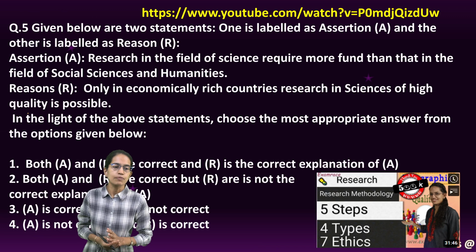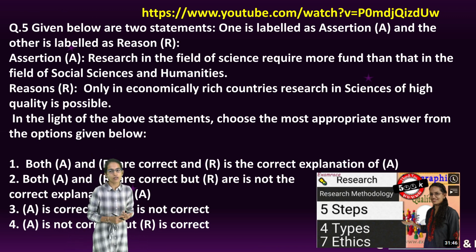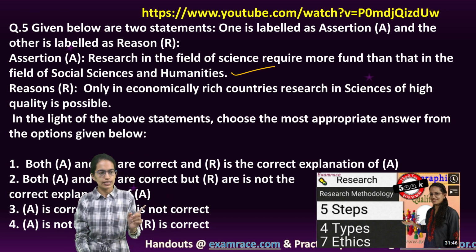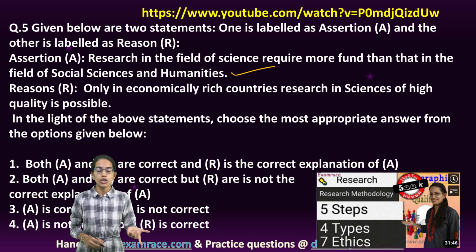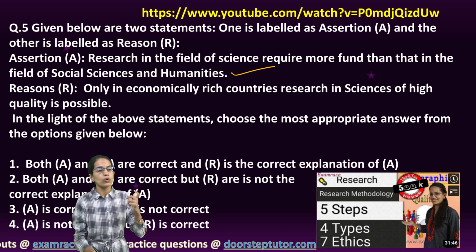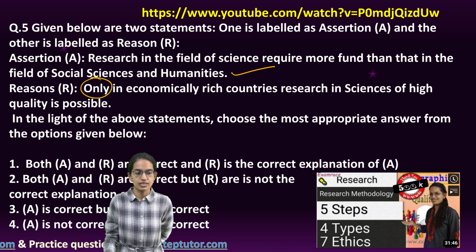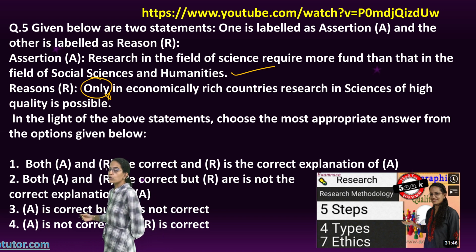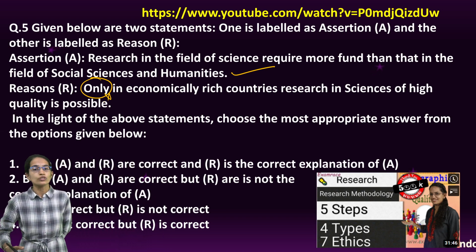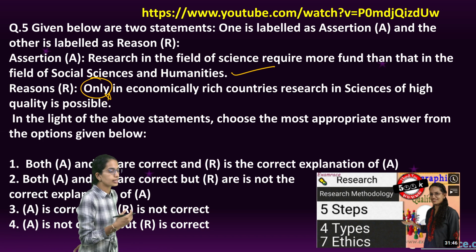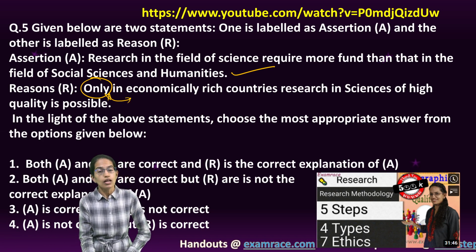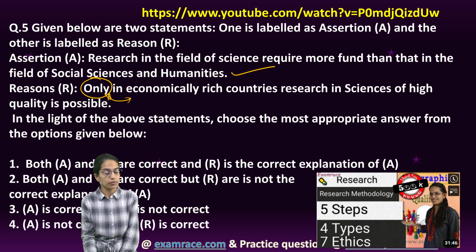The next is, research in the field of science requires more funds than social science and humanities. That's correct. So 1 is correct. Only in economically rich countries is science of high quality possible. The word only is there. Okay, that makes it incorrect, because in our country also we had done research on COVID vaccination. So putting this word only makes it wrong, and there were numerous other nations as well who were at par with the developed nations.